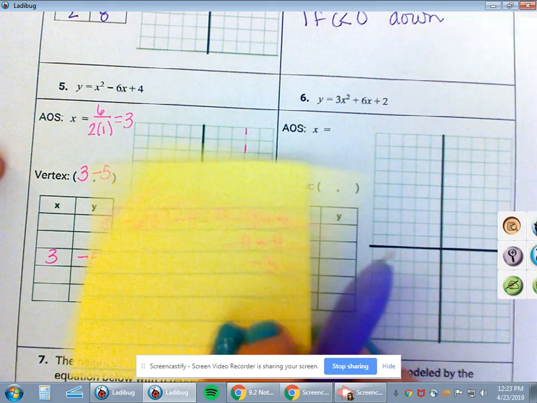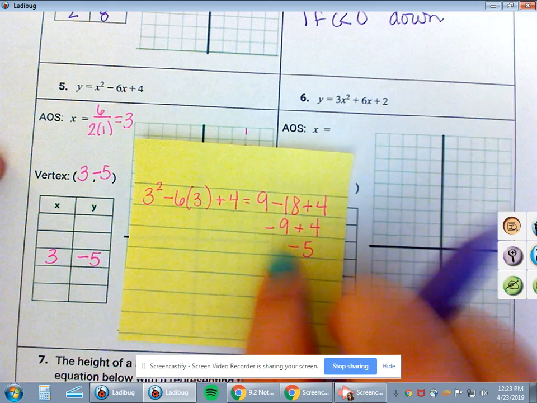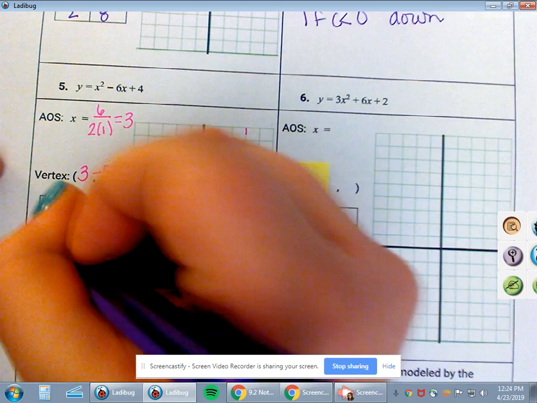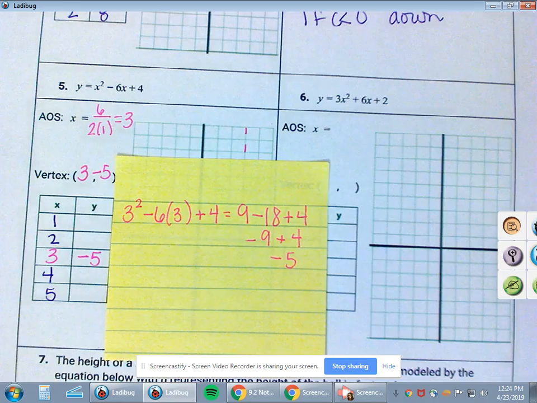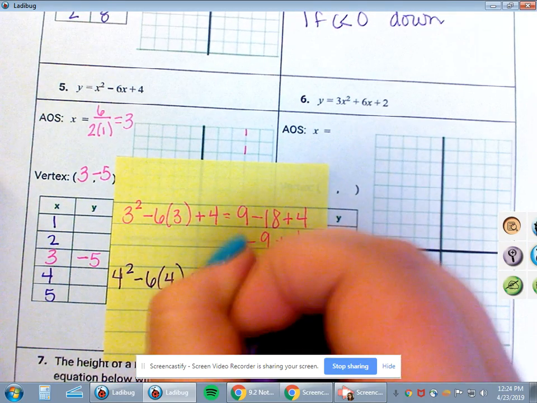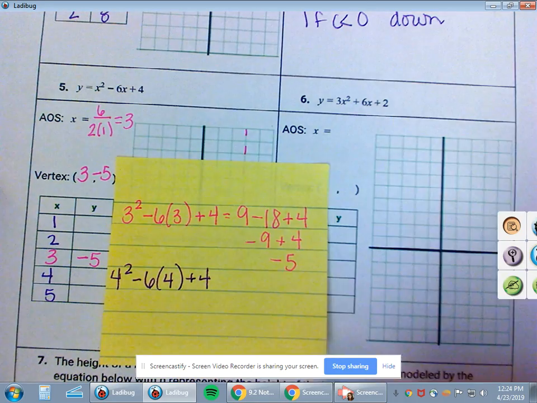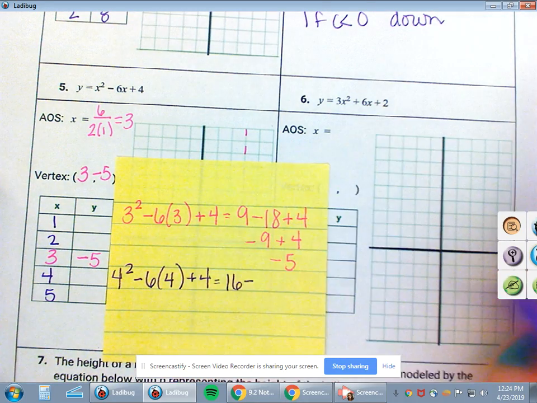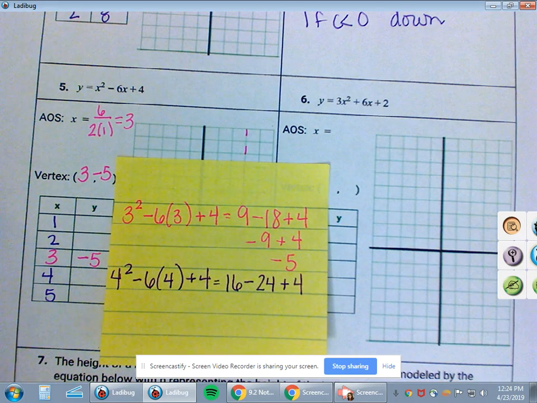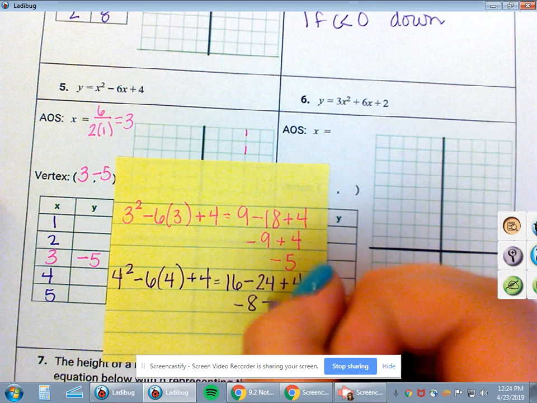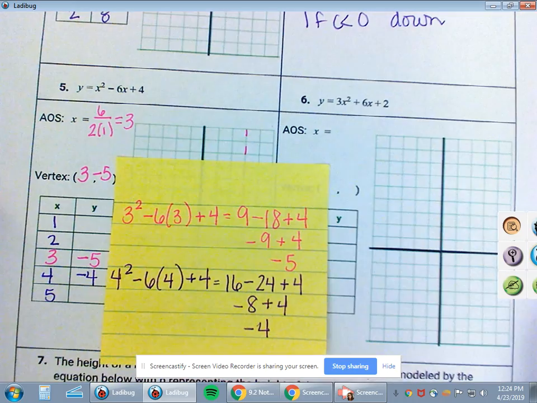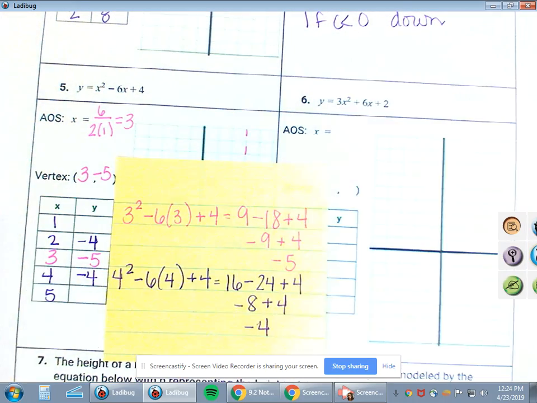Let's look at my next one here. Let's go to the right of 3 at 4 and at 5. And then we'll go to the left at 2 and at 1. So at 4, we would have 4 squared minus 6 times 4 plus 4. So we've got 16 minus 24 plus 4. 16 minus 24 is negative 8. Plus 4 is negative 4. So I've got negative 4 here, and then symmetrically I also have it up here at the 2.